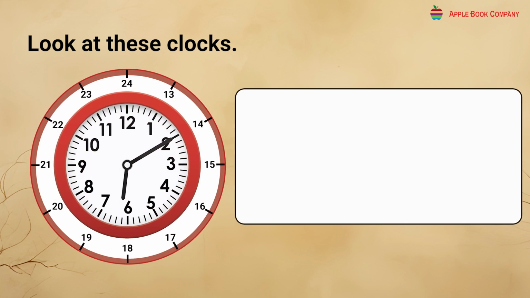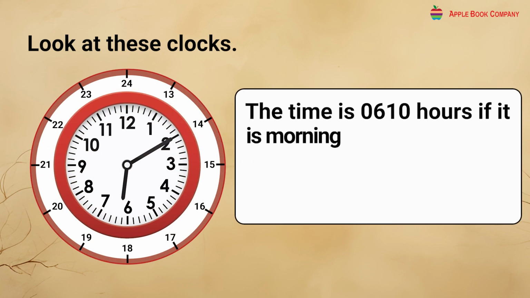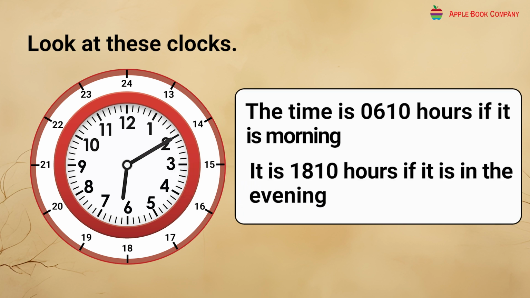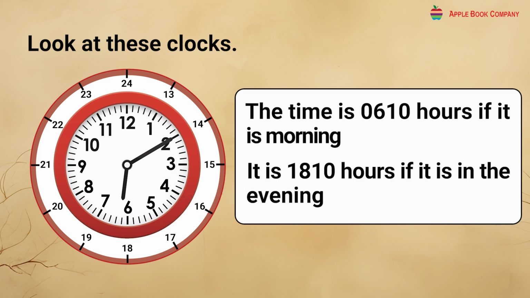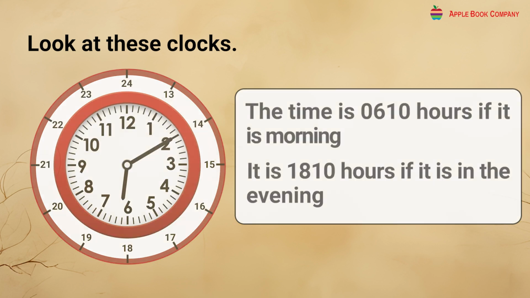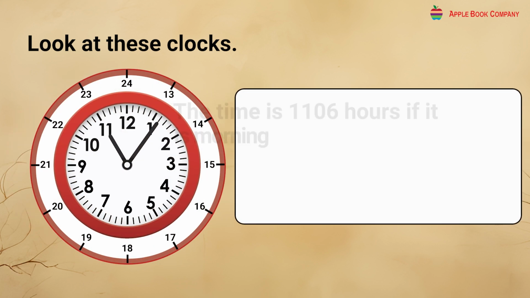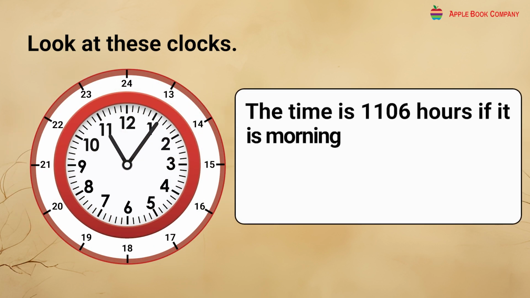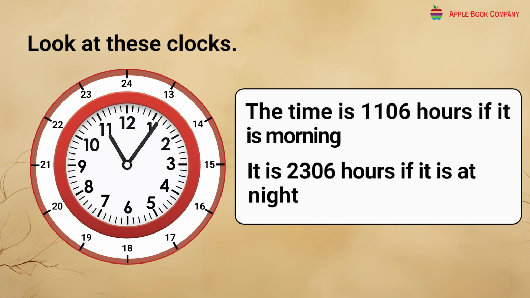Now look at this. The time is 0610 hours if it is in the morning. It is 1810 hours if it is in the evening. Now look at this. The time is 1106 hours if it is morning. It is 2306 hours if it is at night.